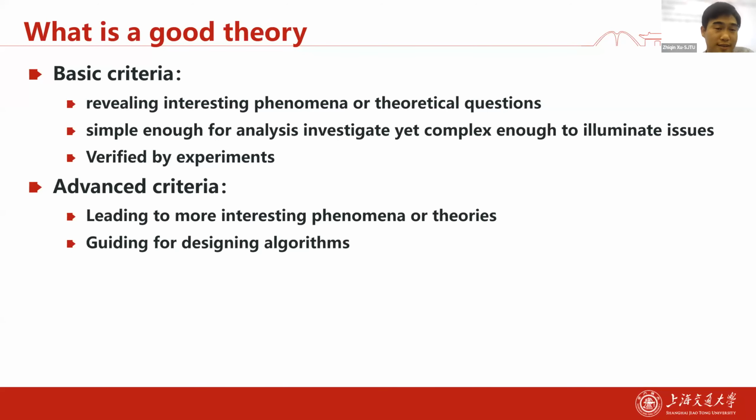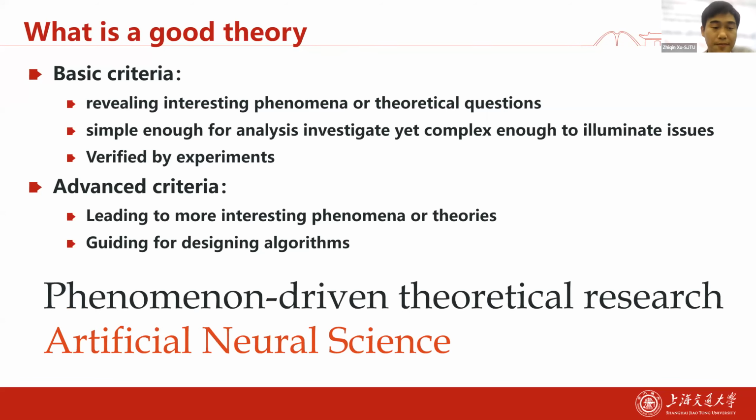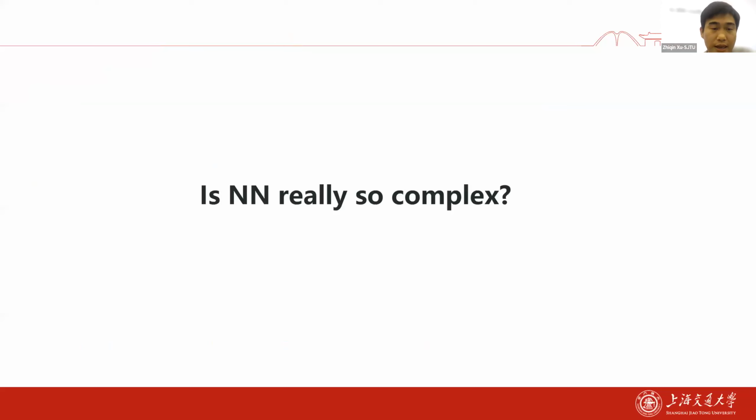Once we want to do a theory, we want to know what is a good theory. Some basic criteria: it must reveal some interesting phenomenon or theoretical questions. It should be simple enough for analysis and also complex enough to illuminate our concerned issues. Once you have some theory, you should be able to verify it by experiments. There are also more advanced criteria: it should lead to more interesting phenomena or theories, or guide the design of algorithms. We will use these criteria to judge our theory. We call such study phenomenon-driven theoretical research, or artificial neural science.